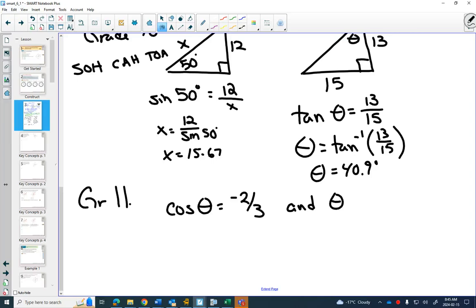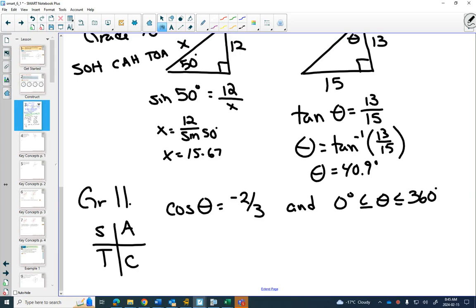And theta was between 0 degrees and 360 degrees. So in grade 11, what happened is you needed to find a reference angle and you needed to use your cast rule. Do you remember the cast rule? It's called the cast rule because it spells cast. Right? I guess that sounds better than astica rule. Wouldn't work very good. Okay.